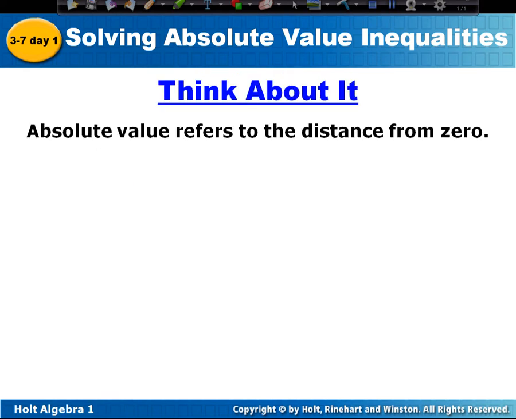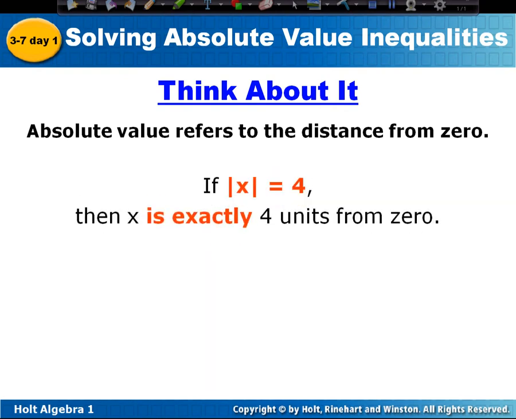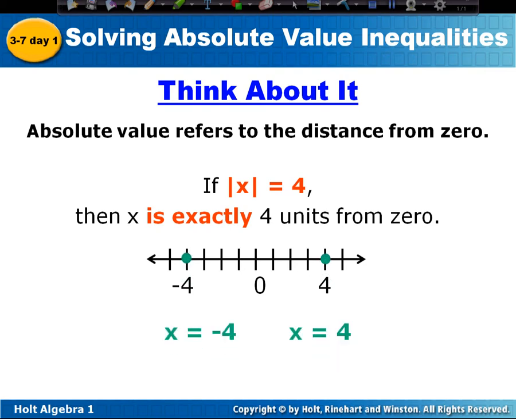So it says think about it. You're not writing any of this down. Absolute value refers to the distance from 0. We've talked a little bit about absolute value before and about how it cannot be negative because we're talking about distance. So if the absolute value of x equals 4, that means that x is exactly 4 units from 0. If I'm looking at the number line, that means that 4 units from 0, if I go to the left 4 units, I end up at -4. And if I go to the right 4 units, I end up at +4. So my answers for x are -4 and +4. Because the absolute value of -4 is 4, and the absolute value of +4 is also 4.